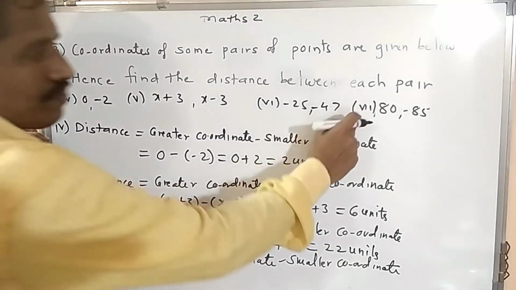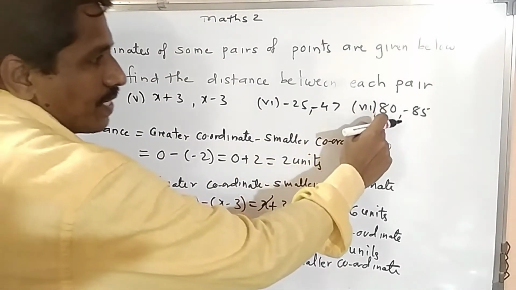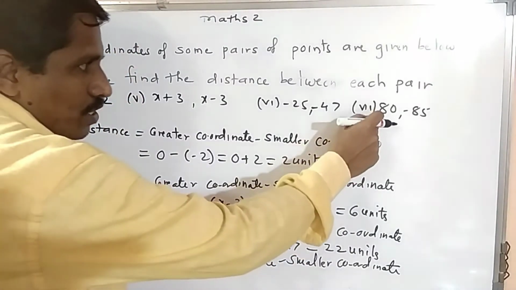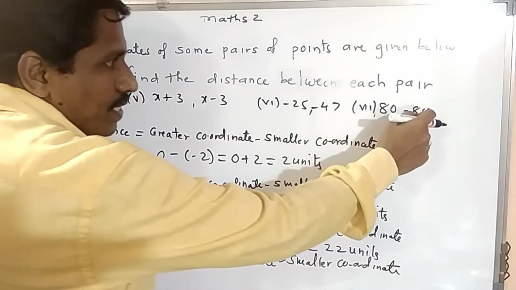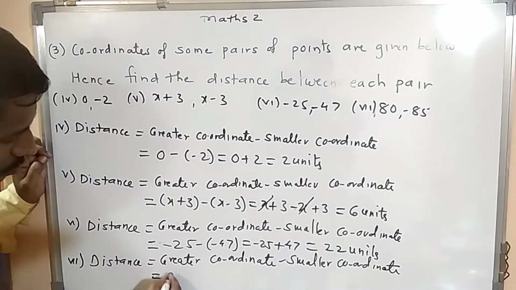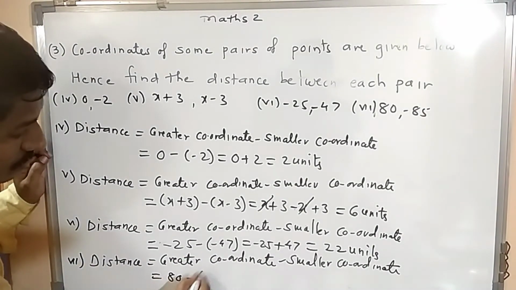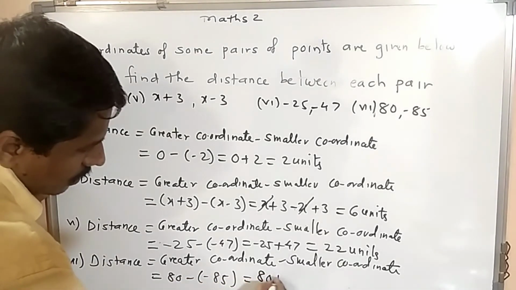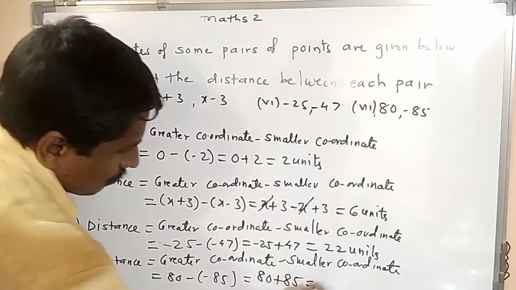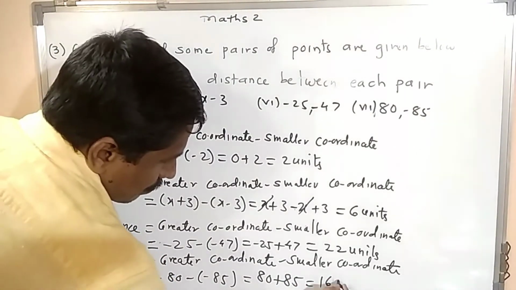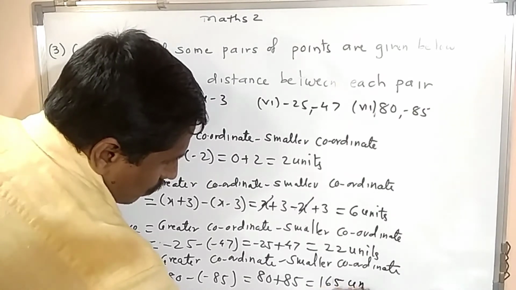And the last one, coordinates are 80 and -85. A positive number is greater than a negative number. Therefore, distance is equal to greater coordinate minus smaller coordinate. 80 minus -85, that is 80 plus 85. The answer is 165 units.